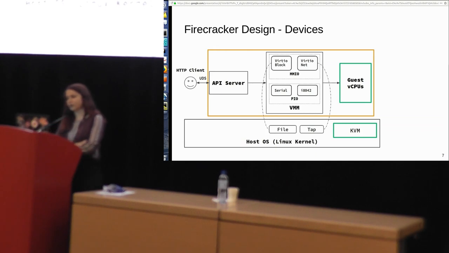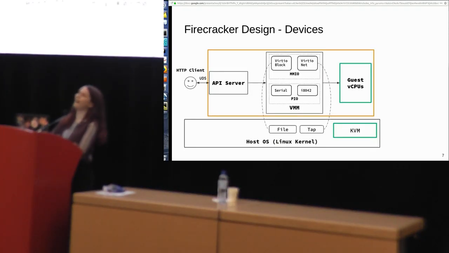So Firecracker does emulation using Virtio, and we have block and network. These are implemented over MMIO. The block device is backed by a file on the host, while the net device is backed by a tap device on the host. We also have two legacy devices. There is a serial and a very, very minimal i8042 that basically just supports reset and sending Ctrl-Alt-Delete, which is actually the only way that you can shut down a VM from outside of the guest.